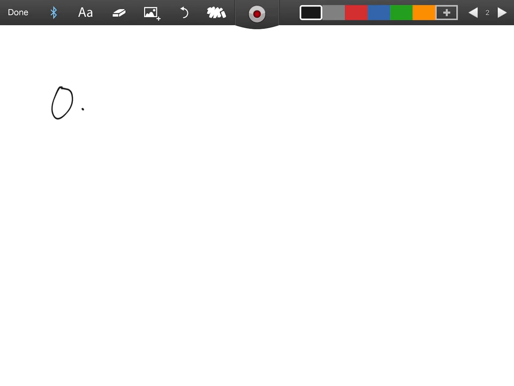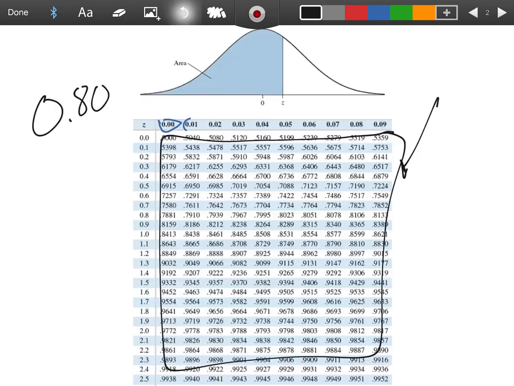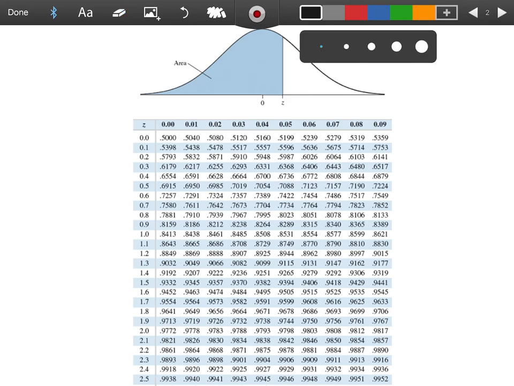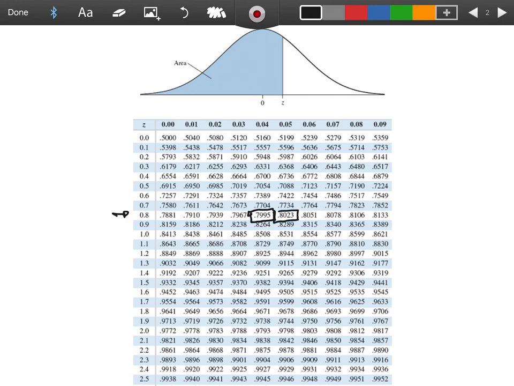To find that, oh shoot, that just deleted my table. Let me get the table back. Okay, erase this by hand. So I'm going to run around down here, and I'm going to find, it looks like, funny, it's in here. Look, here's 0.7995, and here's 0.8023. So 0.7995 basically rounds up to 0.80. I can't imagine being able to get any closer to that.